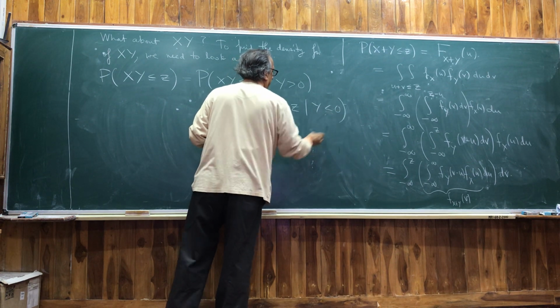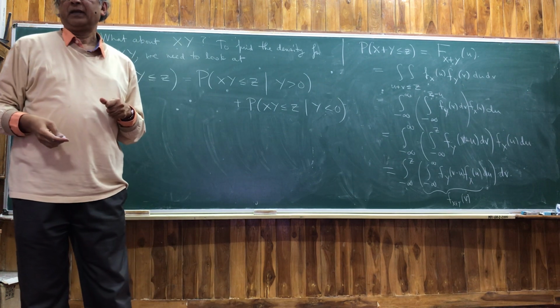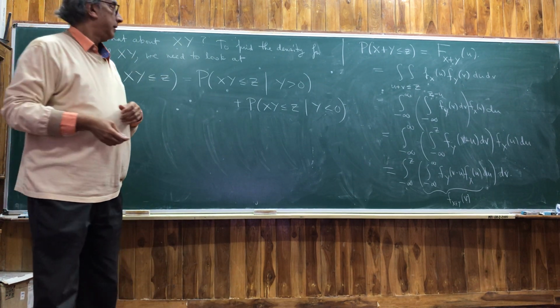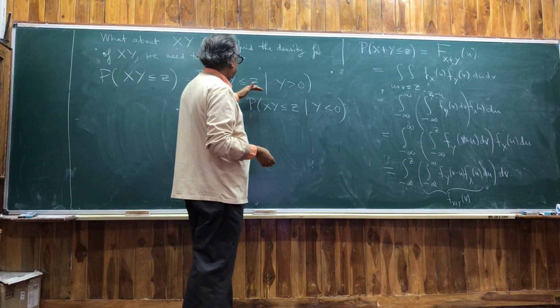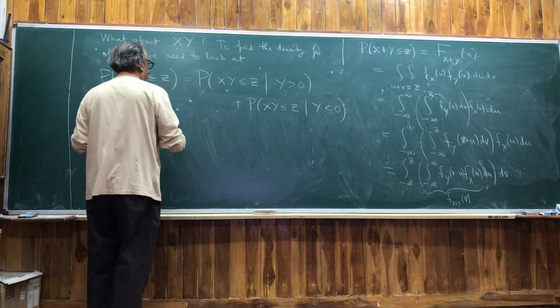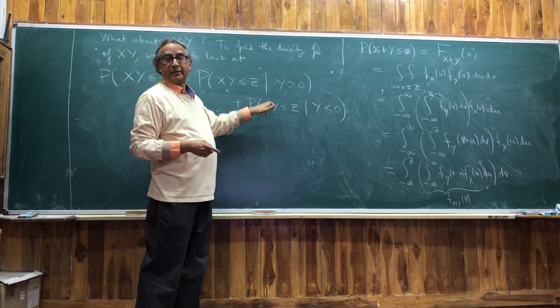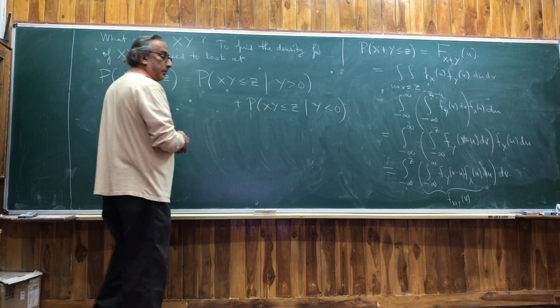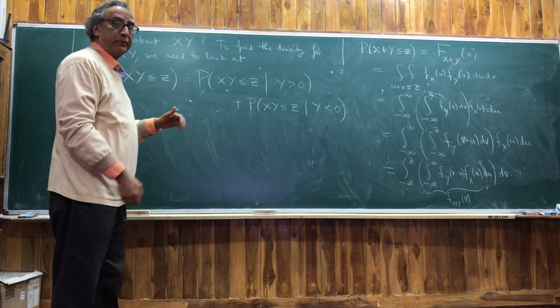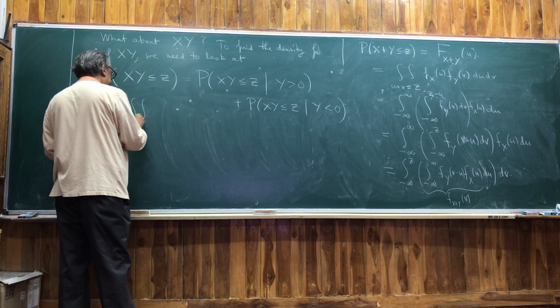Well, y is negative. We don't consider y equals 0, it's a set of measure 0. So you have something like this. And because these are disjoint things, and by the properties of the additivity of the measure, we have this. So this is a double integral again.